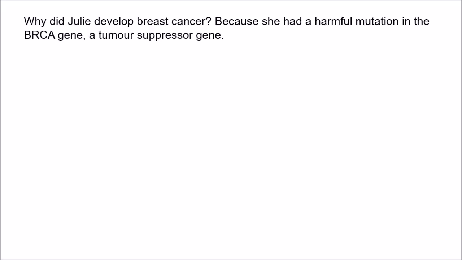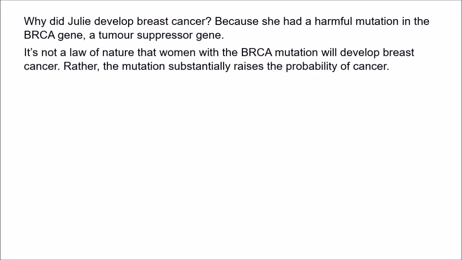Pretty clearly, though, it doesn't involve appealing to a law of nature, nor does it involve any kind of deductive inference. It's not a law of nature that all women with the BRCA mutation will develop breast cancer, so we can't deductively derive that Julie will develop breast cancer, given that she has this mutation. Instead, it's probabilistic. The BRCA mutation substantially raises the probability of developing breast cancer. Many scientific explanations seem to be probabilistic in this sense, and especially when we consider the sciences beyond physics and chemistry, in biology, if there are any laws at all, they seem to be probabilistic laws.